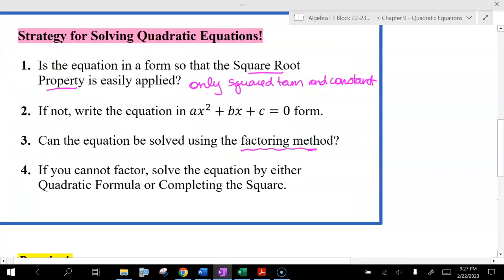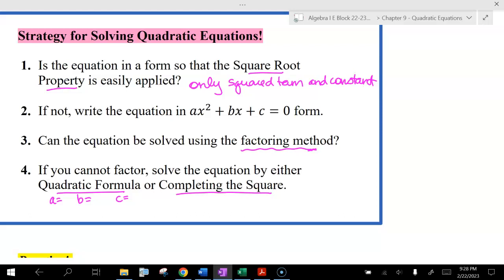Maybe you've got a prime quadratic, or maybe you can't figure out how it's going to factor. Either way, you would want to see if you could use the quadratic formula, where you still would have to identify your values of a, b, and c. You've already got your equation set equal to 0, so you could easily identify what a equals, what b equals, and what c equals, and plug them into the quadratic formula. Or you could complete the square.